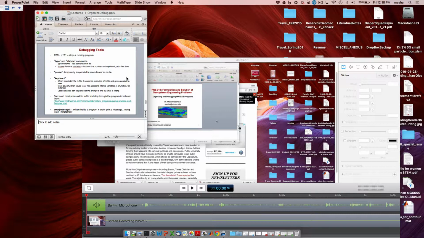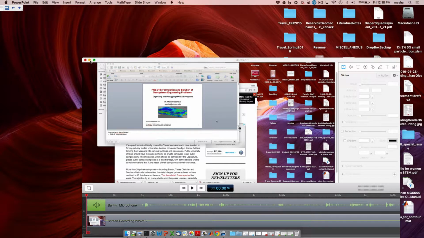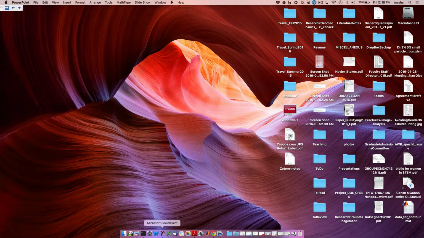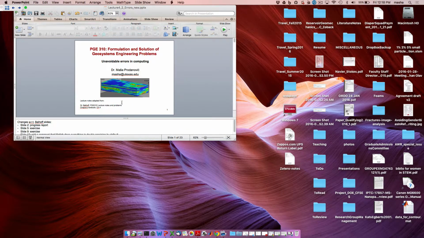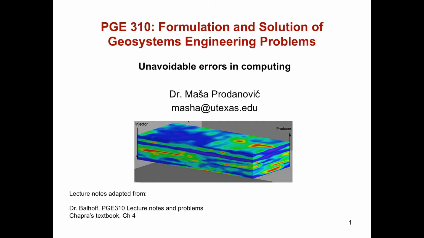Okay? So there are errors that we can avoid. For those, we use debugging tools to find them. And there are errors that we cannot avoid, and those we will now go through. So the topic is unavoidable errors in computing.